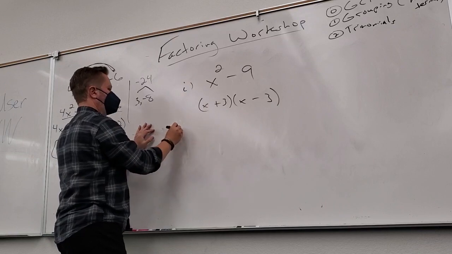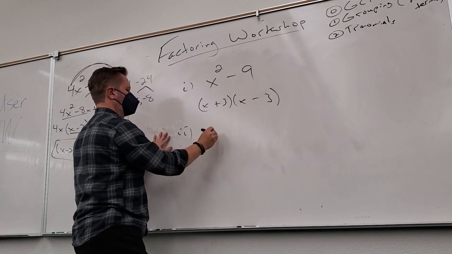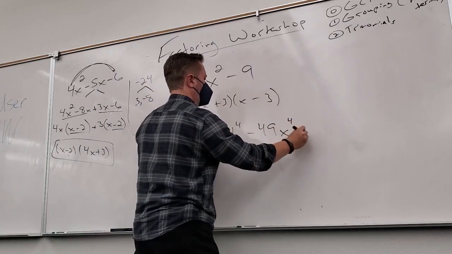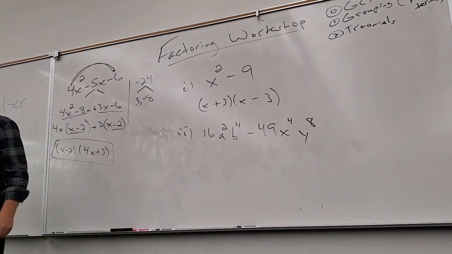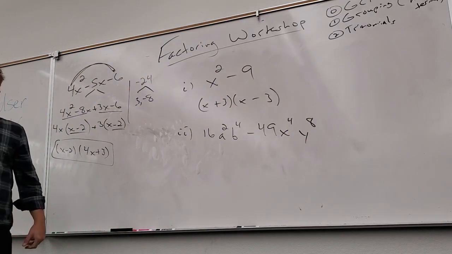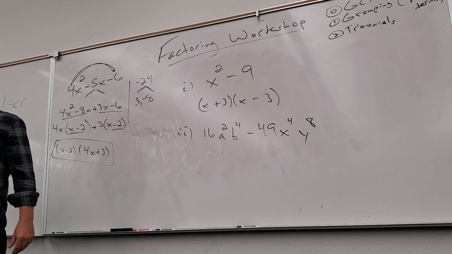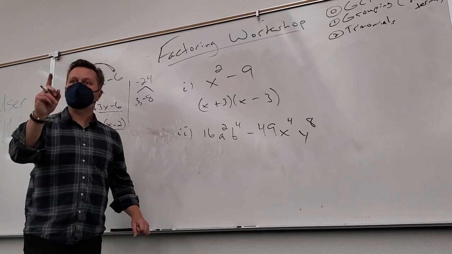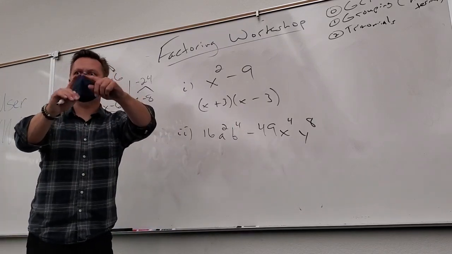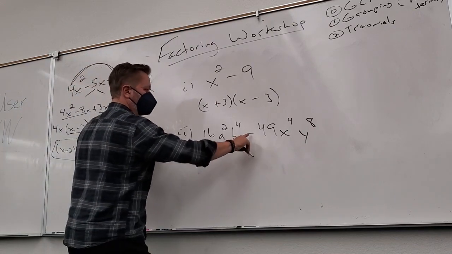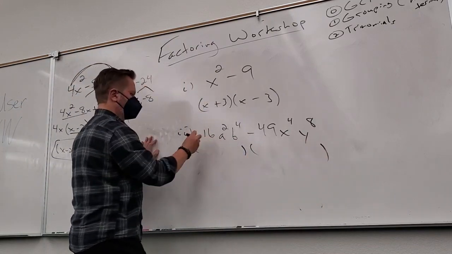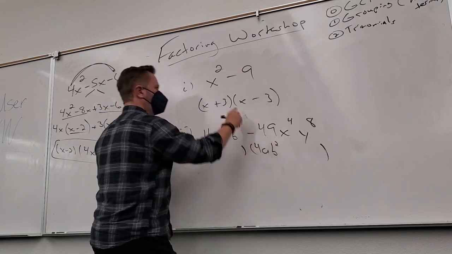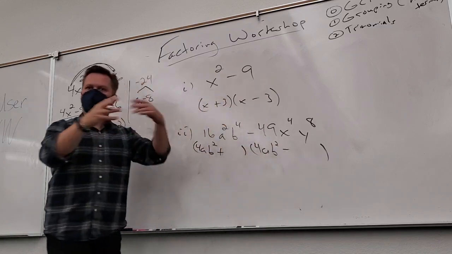So for example, if I saw, let me see if I can set this up really quickly, a squared b to the 4th minus 49 x to the 4th y to the 8th. Oh my God. Can you cut everything in there in half multiplicatively? Can you cut everything in half? You guys agree? Totally. And I mean multiplicatively, right? So 49, you could break it up as 7 times 7, right? So watch, this is 2, and it's a minus. So 16 is 4 times 4. A squared is A times A. B to the 4th is B squared. Plus minus or minus plus so that the middle terms cancel, right?